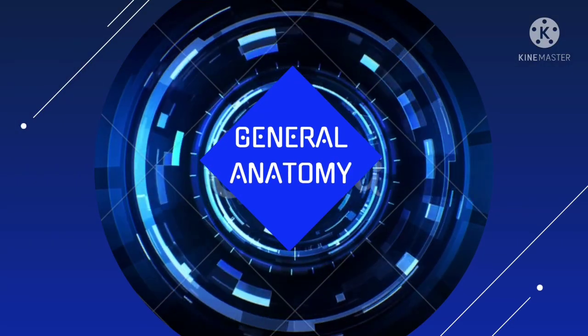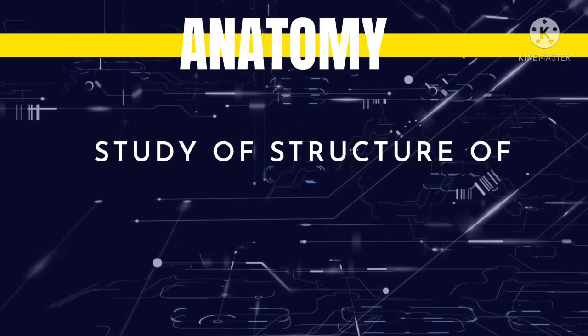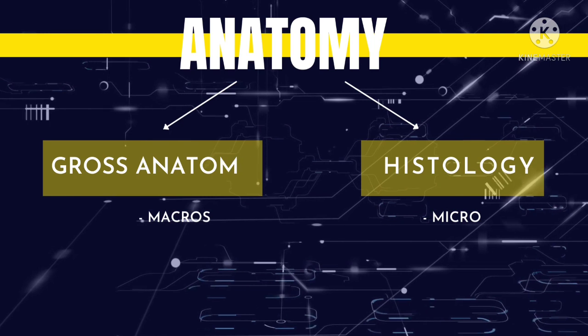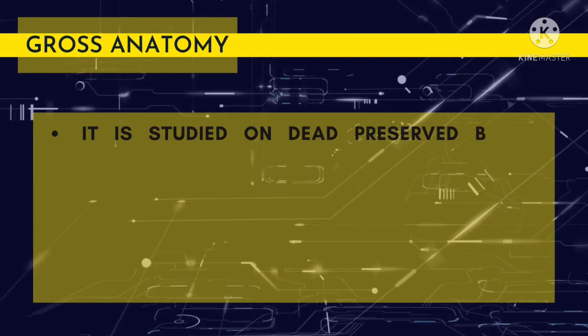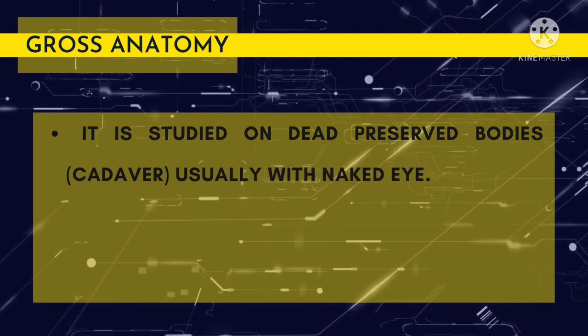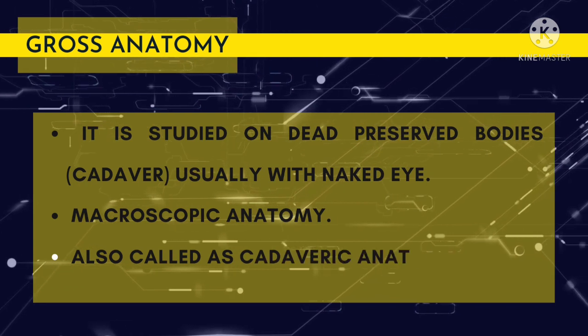So today we are going to discuss general anatomy. Let's begin with the very basic term, that is anatomy. It is the study of the structure of the human body, which is further divided into two, that is gross anatomy and histology. Gross anatomy is studied on dead preserved bodies, that is cadavers, usually with naked eyes. That's why it is called macroscopic anatomy and also cadaveric anatomy.